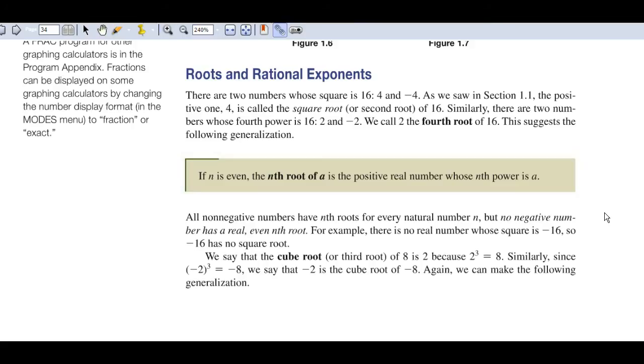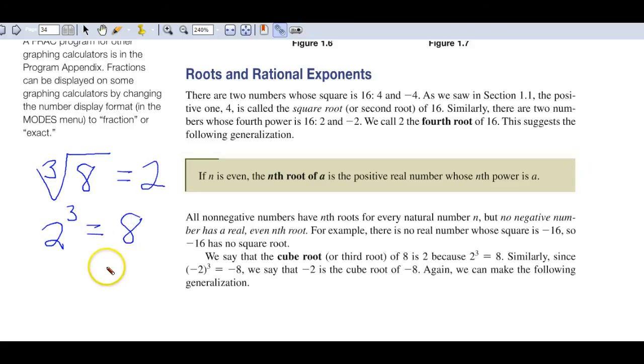Okay, we're now getting ready to look at roots and rational exponents. These are exponents that, instead of being whole numbers, may be fractions. But some background: if we take the 3rd root of 8, that's a 2. And if you take 2 to the 3rd power, that's 8.